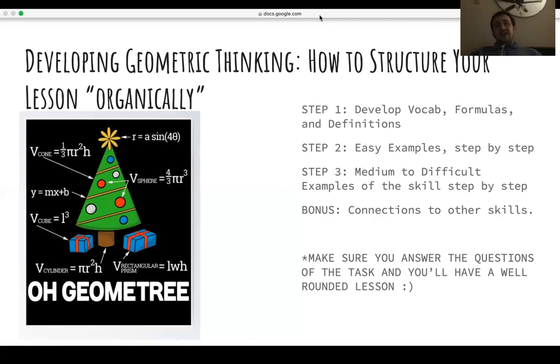So you should be using things like your notes. You can use Delta Math problems. You can go to other sites too, places like Khan Academy. There's a site called Flip Math that I really enjoy.